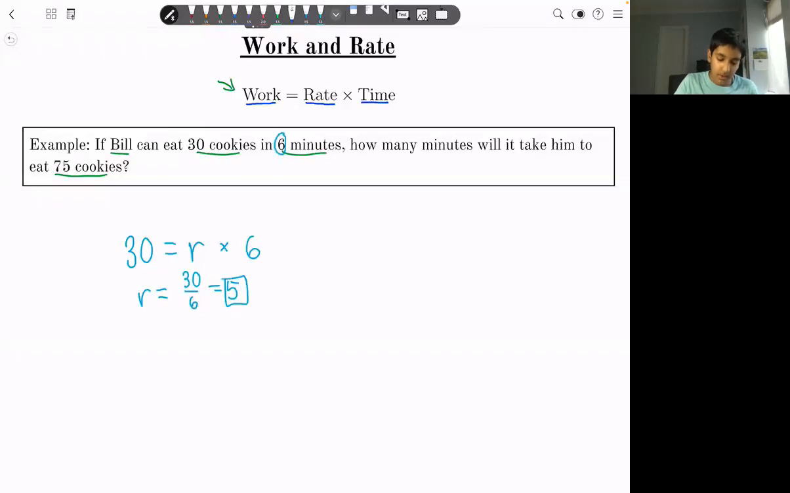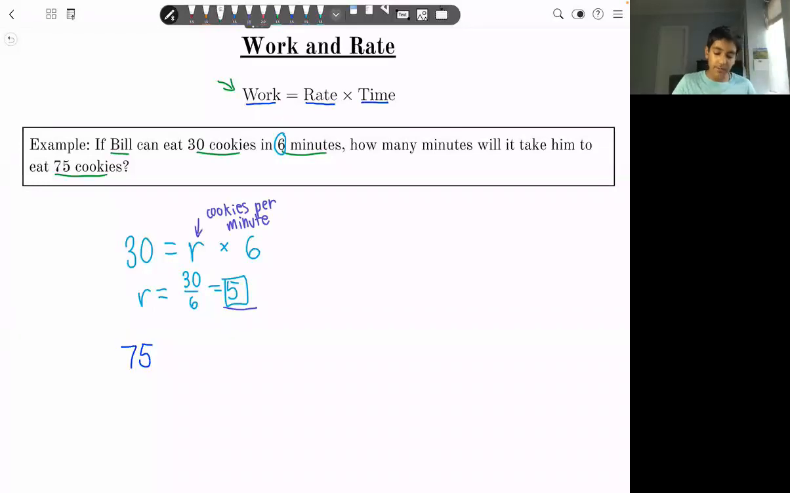Okay, now what's the next thing we can do? Well, we know that 75 cookies, how long will it take him to eat that? What I mean is that the 5 means he can eat 5 cookies every single minute, because that's his rate. Cookies per minute. That's what R is. So this is 5 cookies per minute.